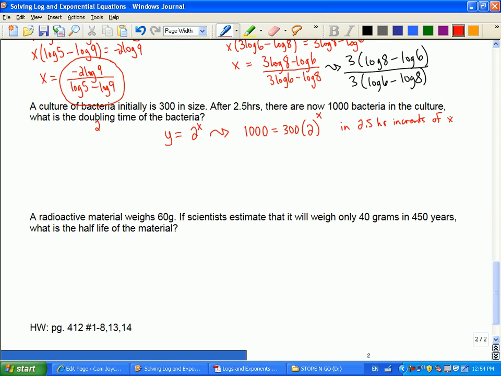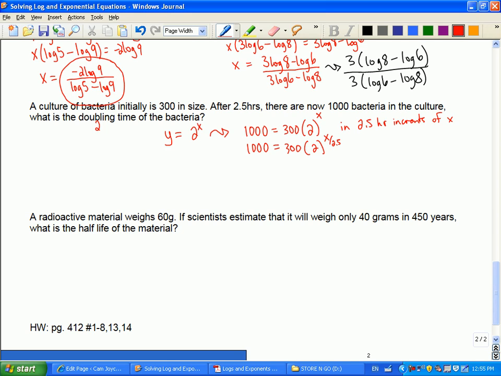of x. So if I want to know, I don't want to know what it is every 2.5 hours, I want to know the hourly increments, then it should look like this. X divided by 2.5. Does that look familiar when we had to do this before? I hope.